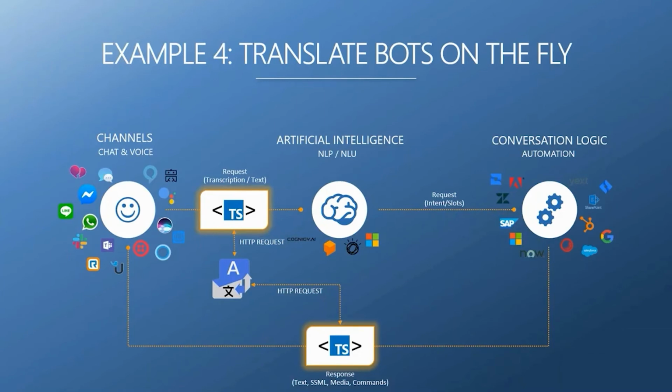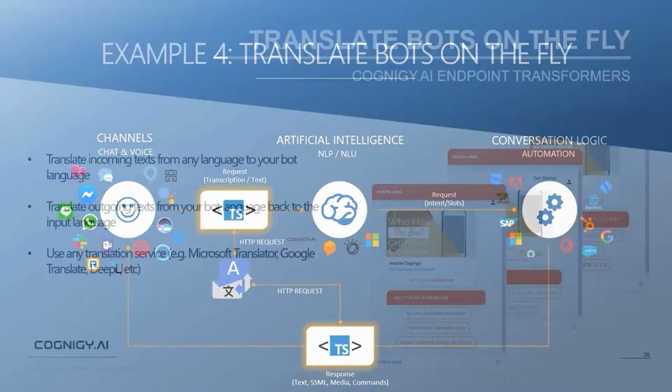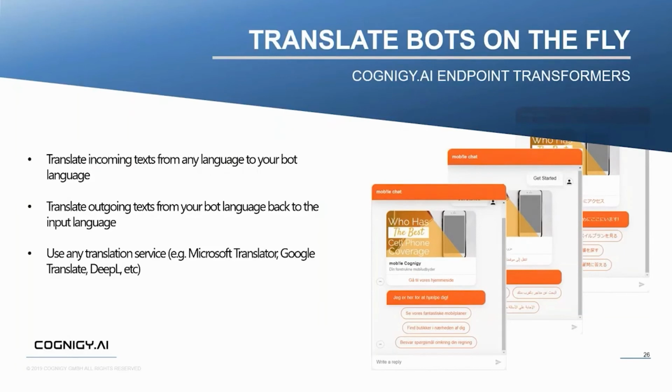Now the output transformer translates the content back into the input language, which was Danish, and shoots it into the channel. So it's actually really simple, and it's really powerful because now you can translate your bot into any language essentially on the fly.